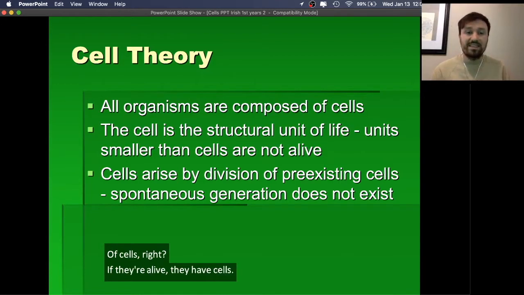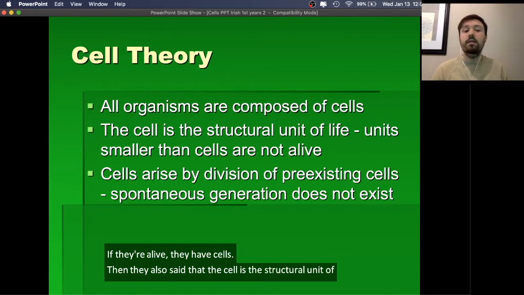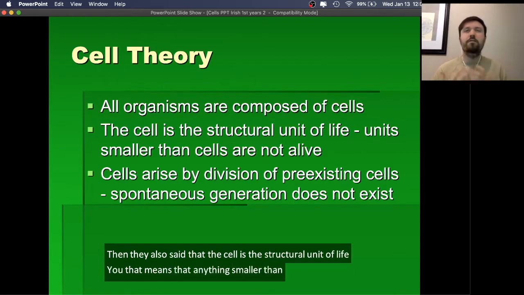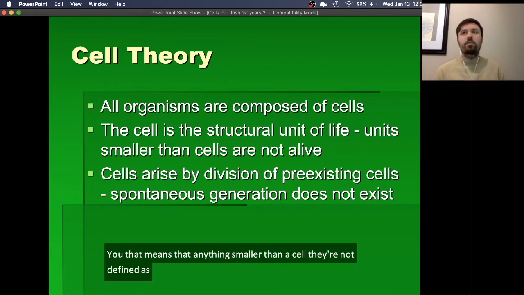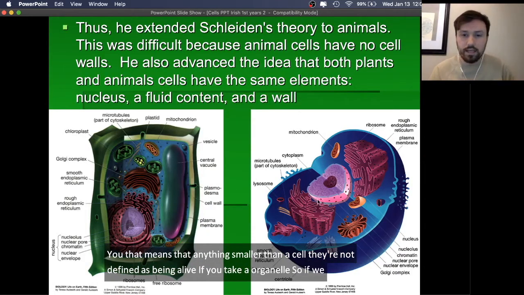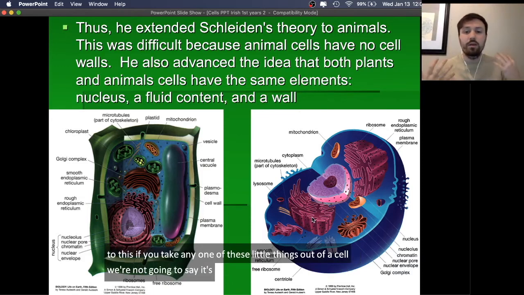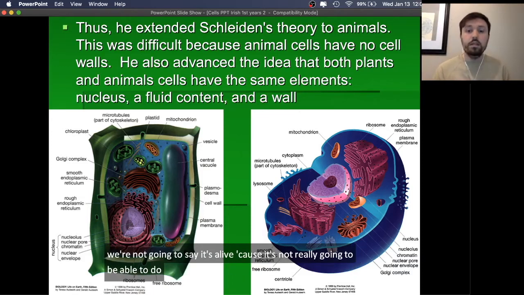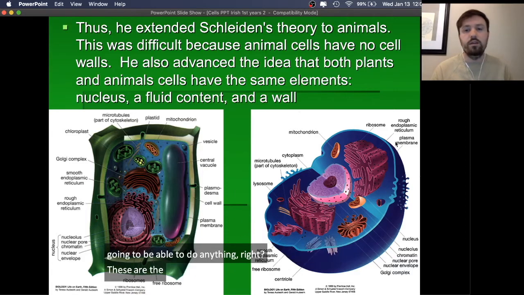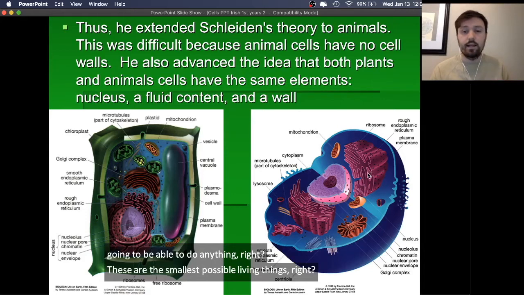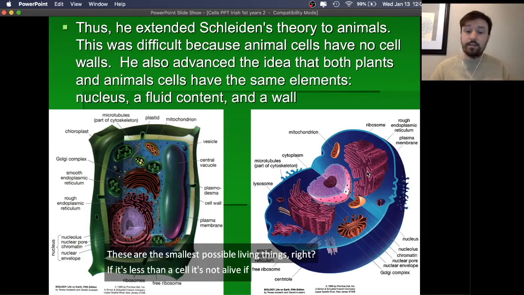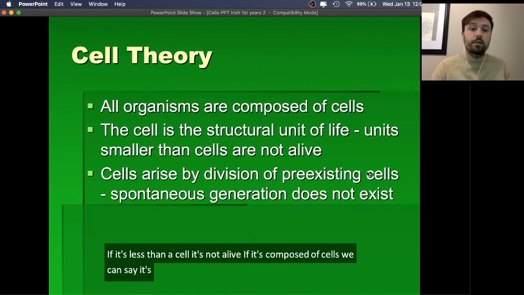Then they also said that the cell is the structural unit of life. That means that anything smaller than a cell is not defined as being alive. If you take an organelle, so if we go back to this, if you take any one of these little things out of a cell, we're not going to say it's alive because it's not really going to be able to do anything, right? These are the smallest possible living things, right? If it's less than a cell, it's not alive. If it's composed of cells, we can say it's alive. Composed meaning that it's made of cells.